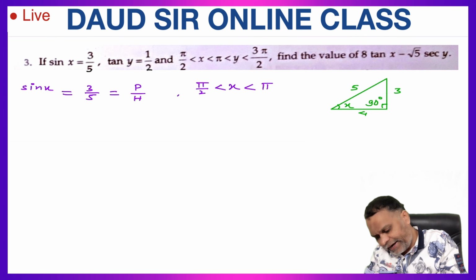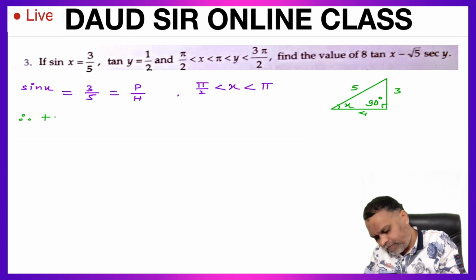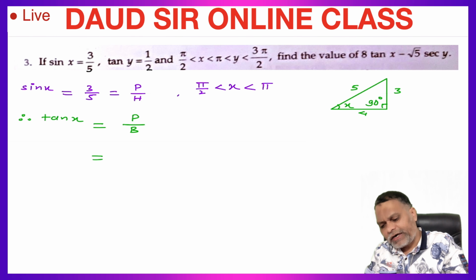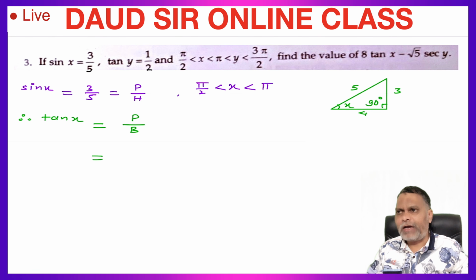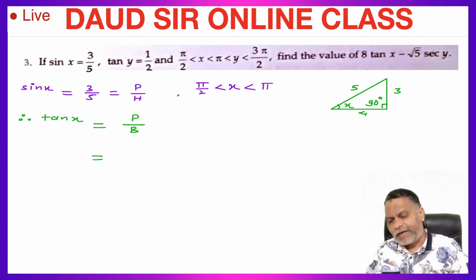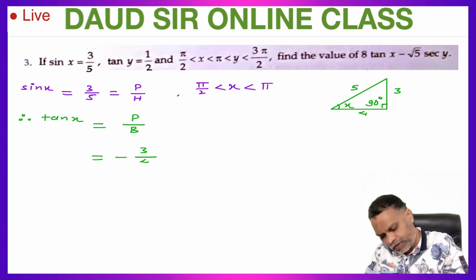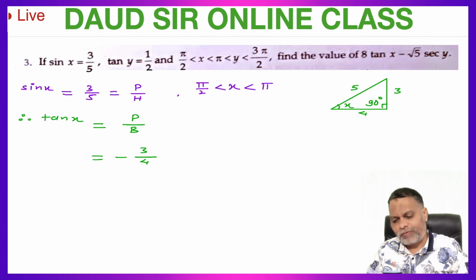So therefore tan x is equal to perpendicular upon base. In this second quadrant, x lies between pi by 2 to pi. In the second quadrant, tan is negative, so first take the negative sign. Perpendicular upon base, perpendicular 3 and base 4. So minus 3 upon 4. The value of tan x is minus 3 upon 4.